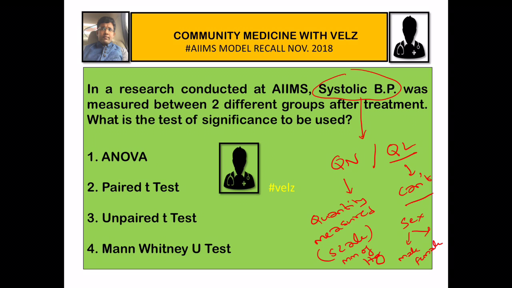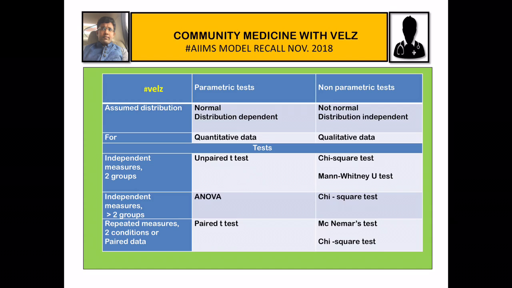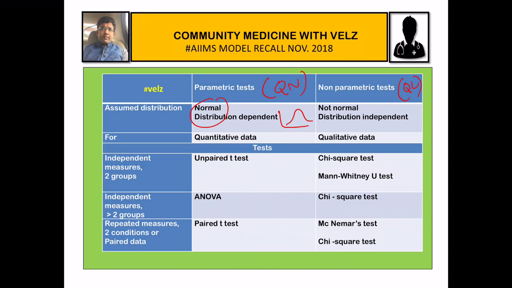Then it was measured between two different groups after treatment. So the number of groups is 2. So based on the type of data and based on the number of groups, we have the test of significance. See, the quantitative data are measured using parametric tests and the qualitative data are measured using non-parametric tests. So quantitative data, parametric test means the distribution will be normal. The qualitative data or non-parametric test means the distribution will not be normal. It can be Poisson or any distribution.